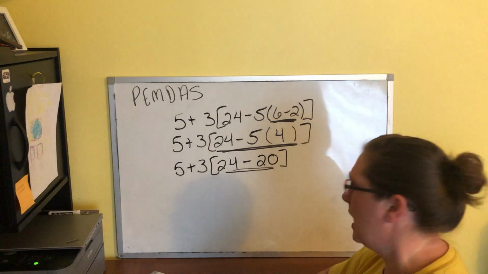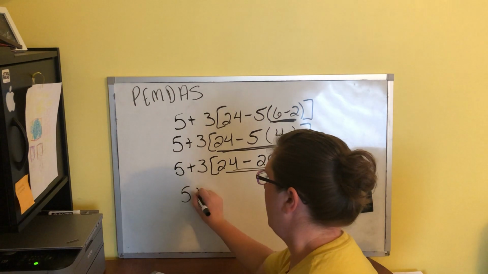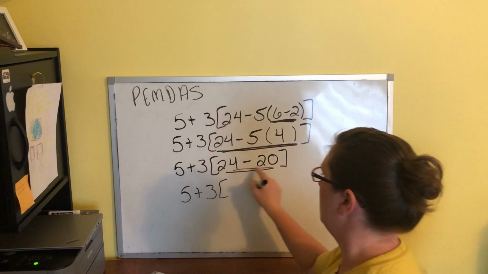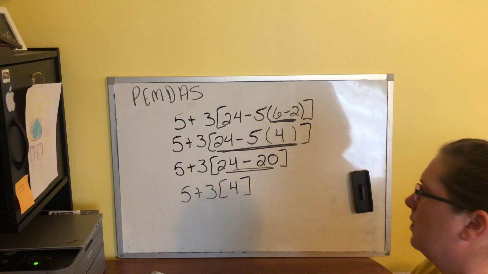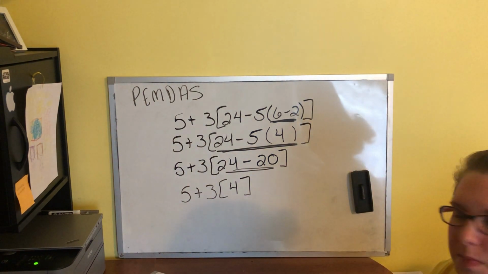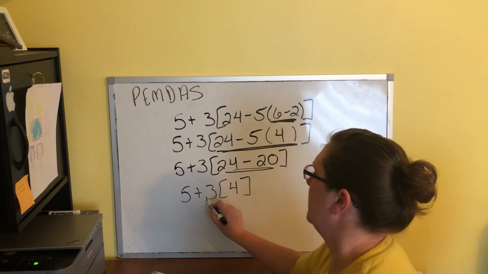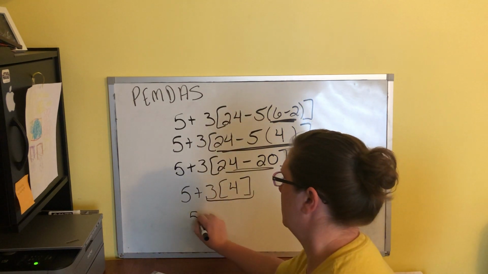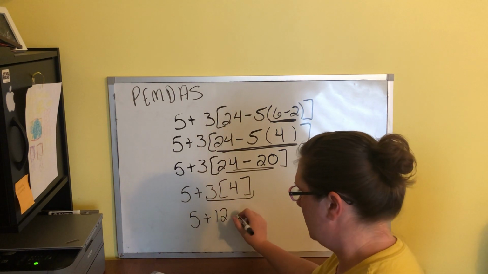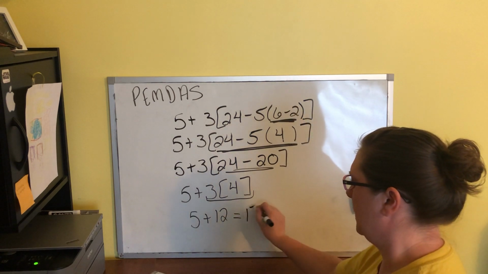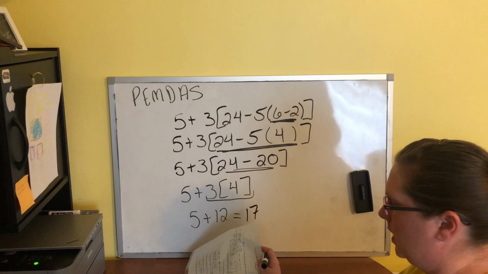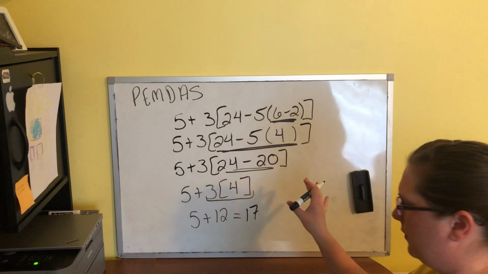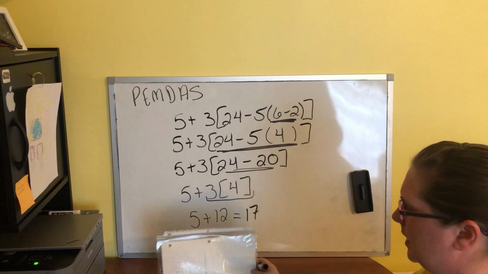Now I can subtract, okay? So I have 5 plus 3 times 24 minus 20 is 4. Now, those brackets mean the same thing as multiplication. So now we can multiply 3 times 4. So I have 5 plus 12. We can add those together for an answer of 17, okay? So I hope that wasn't too bad for you, that you remember some of this, okay?